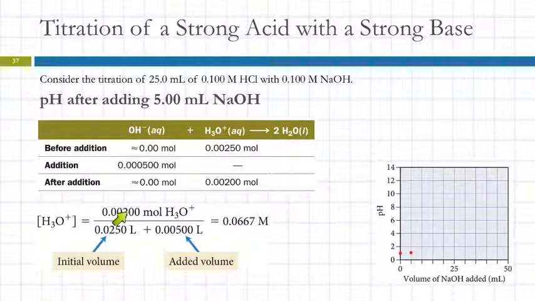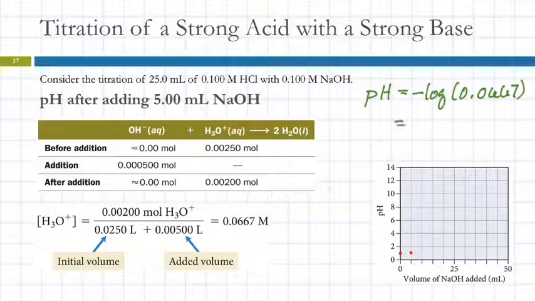I need a concentration. So there's the moles, and I have to divide by the total volume, which is the volume I started with plus the volume I added. And so that gives me a concentration of 0.0667. Then the pH is the negative log of that. Oops, I lost a 0. And this should be higher than 1.